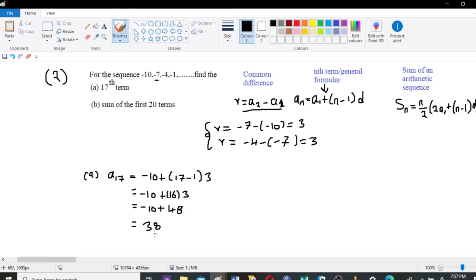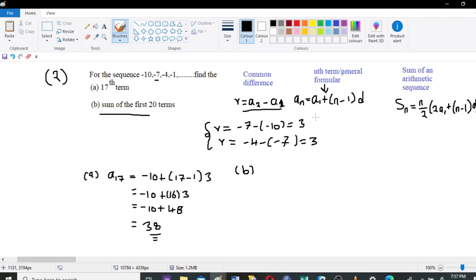So if you start counting, when you reach the 17th term, it should be 38. So 38 is the value which you are going to find on the 17th term. Now let's look at B. In question B, what are we looking for? In question B, that is here. Question B says the sum of the first 20 terms.